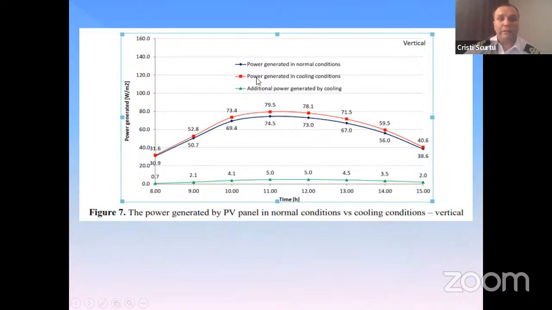And we have with red the power generated in cooling conditions. For example, at 12 o'clock, we have 78.1 watts per square meter. And we put here the difference with green, additional power generated by cooling, which is 5 watts per square meter. So there is a difference with this cooling.